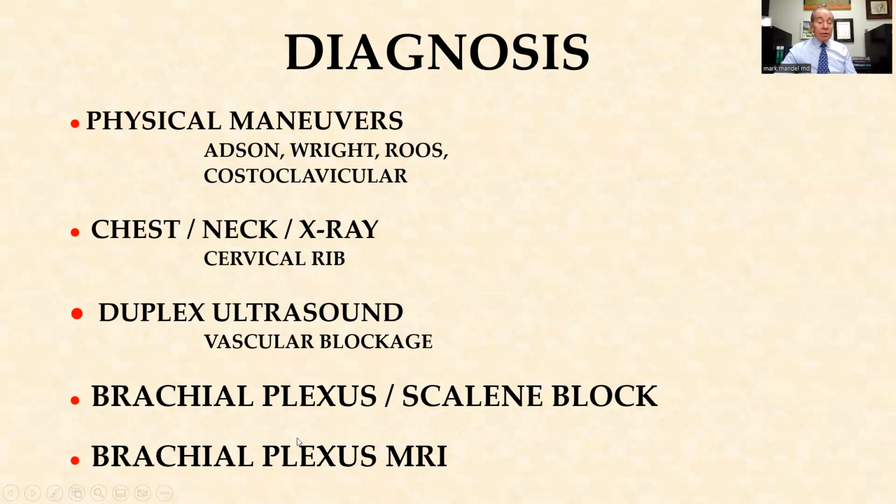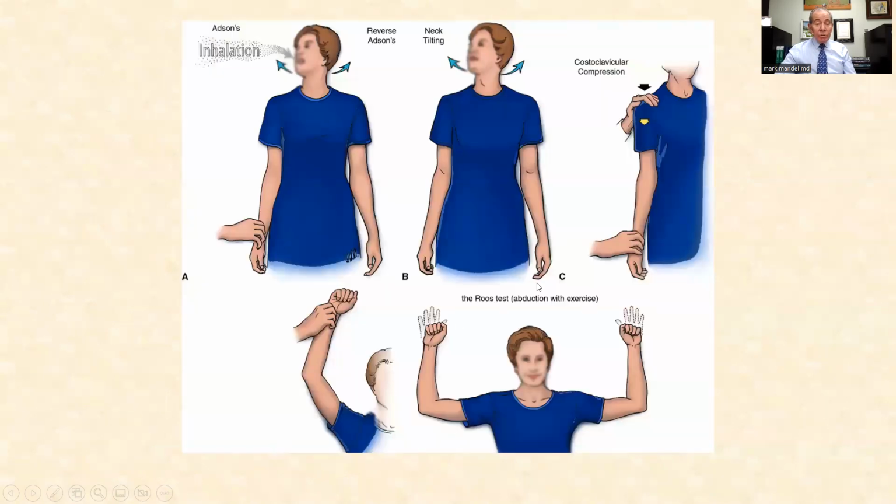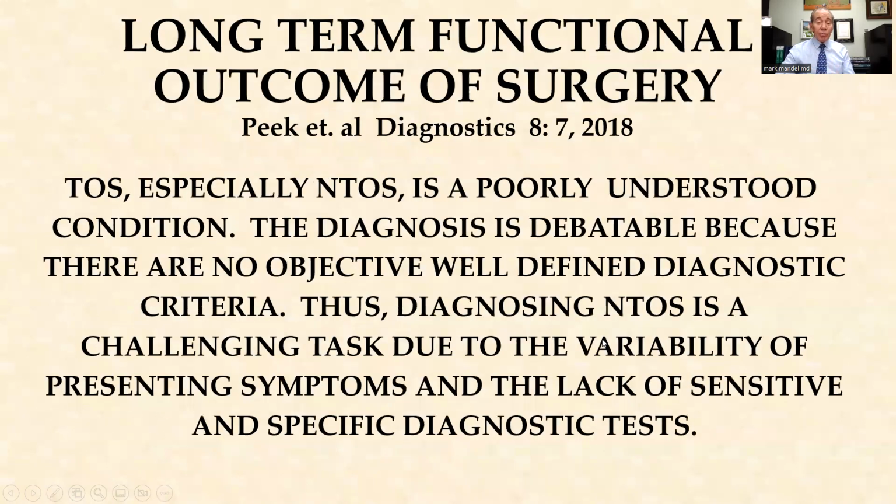Scalene blockade, brachial plexus blockade, is beneficial. Brachial plexus MRI: I want to let you know that I've hardly ever seen a brachial plexus MRI that was not abnormal. So here are the various tests. Our favorite is the Bruce test, but I want to let you know that I have a positive Bruce test in 20 seconds, but I do not have thoracic outlet.